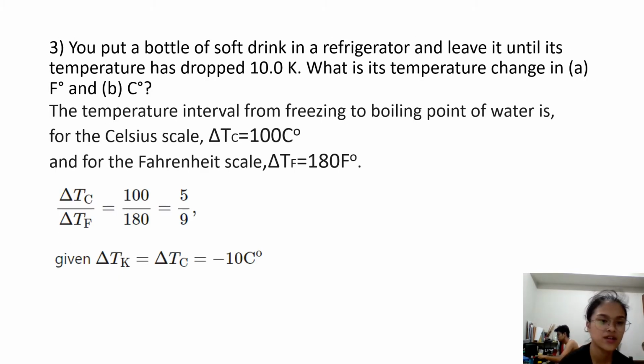So for number 3, you put a bottle of soft drink in a refrigerator and leave it until its temperature has dropped to 10.0 Kelvin. So what is the temperature change in A degrees Fahrenheit and in B degrees Celsius?